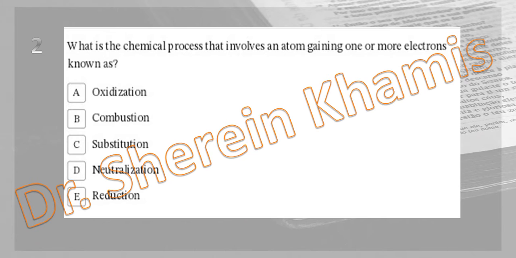Question 2 says, what is the chemical process that involves an atom gaining one or more electrons known as? We said when we lose electrons we make an oxidation process, and the substance will be the reducing agent. And when we gain electrons we have a reduction process, so the chemical process here will be the reduction process, and the substance that makes the reduction, what do we call it? Oxidizing agent or oxidizing factor. Okay, let's go to question 3.